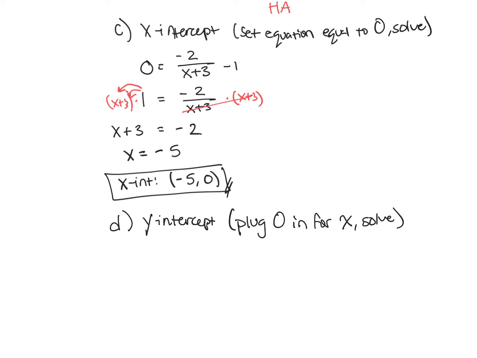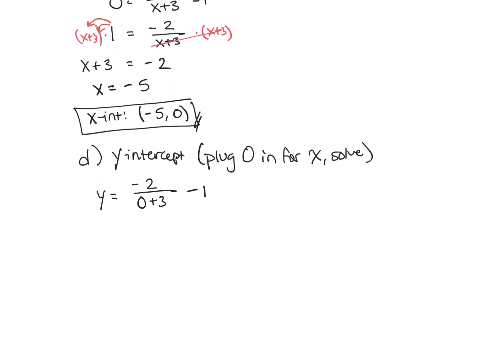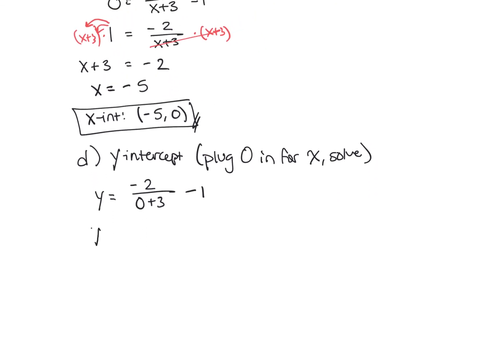and solve. So in this case, we'll have just our y value, that's what we're trying to find, is equal to -2 over 0 plus 3 minus 1. So we've plugged in that 0. So from here, once we solve, we're going to have y is equal to negative 2 over 3 minus 1. And now there's a few different ways you can write this. You can write your final answer as negative 1 and 2/3. You can write your final answer as negative 1.66 repeating. Or you can write your answer as negative 5/3.